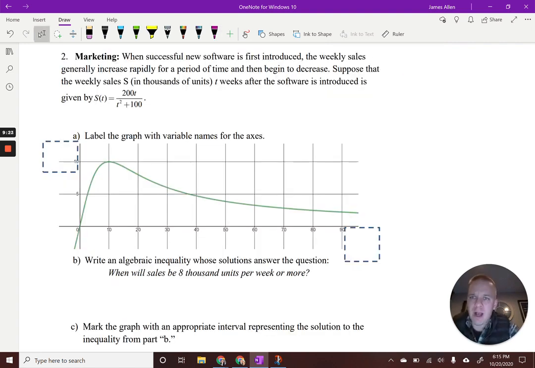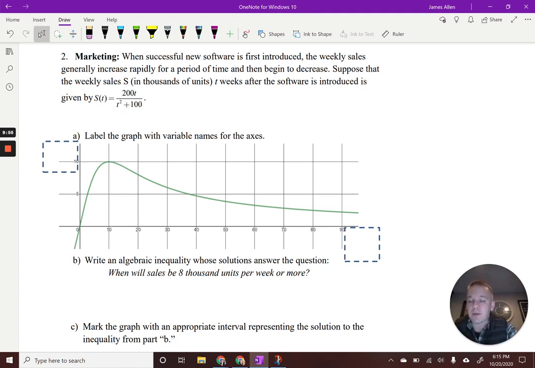Whew. Now we got ourselves a marketing problem. So when successful new software is first introduced, the weekly sales generally increase rapidly for a period of time and then begin to decrease. It's kind of like when they release a new game, right? Everyone's like, I got to have it. And then it kind of peters out. Suppose that the weekly sales S in thousands of units, T weeks after the software is introduced, is given by that function. S of T equals 200T over the quantity t squared plus 100.